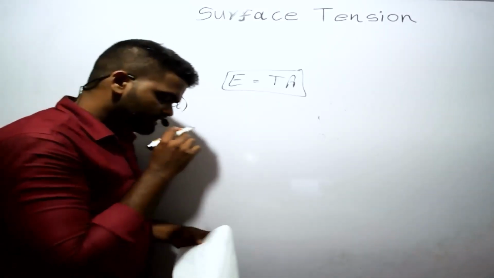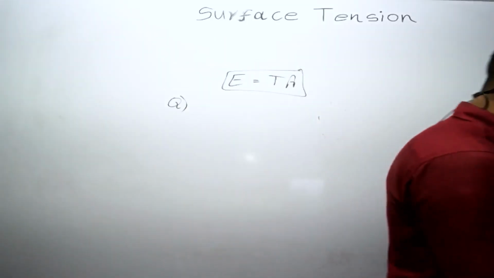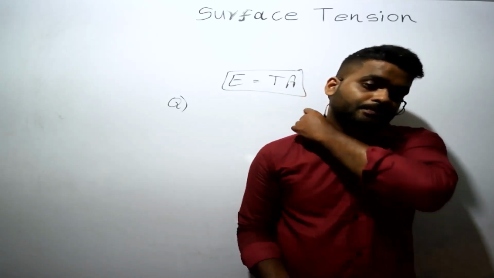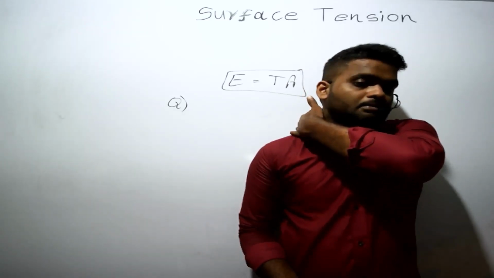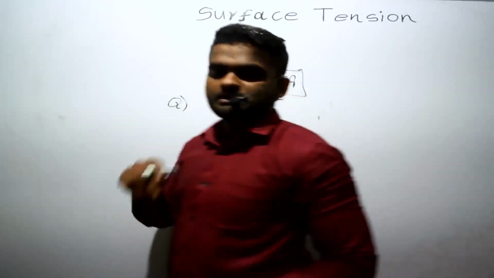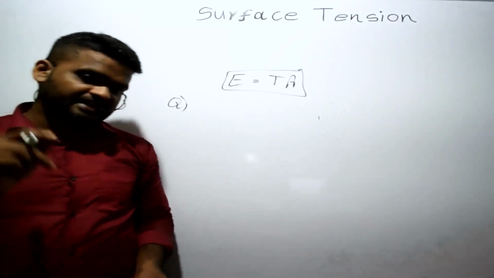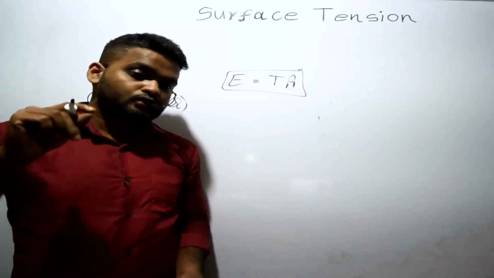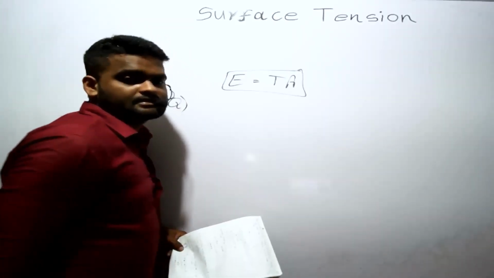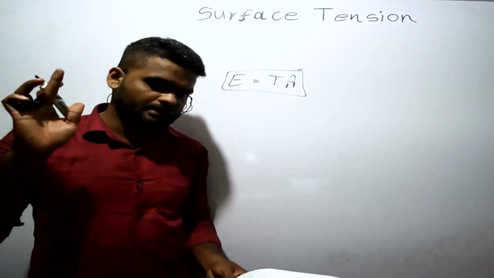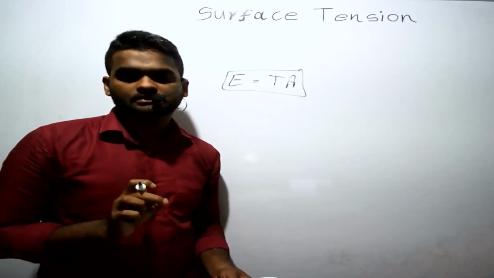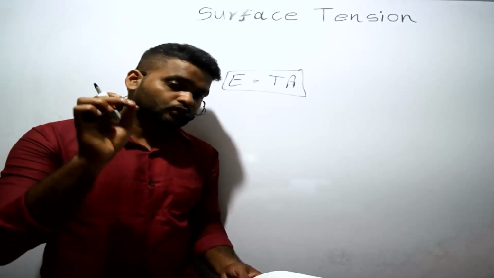Write Q, write down. Find the total surface energy of a soap bubble with radius 2 millimeters. Done? Find the total surface energy of a soap bubble with radius 2 millimeters.